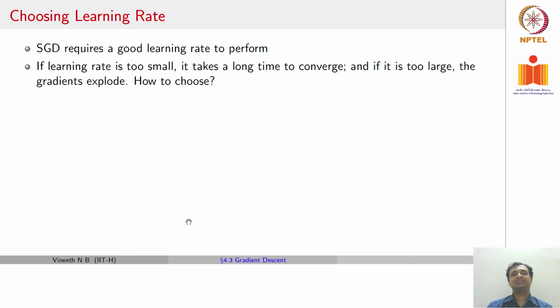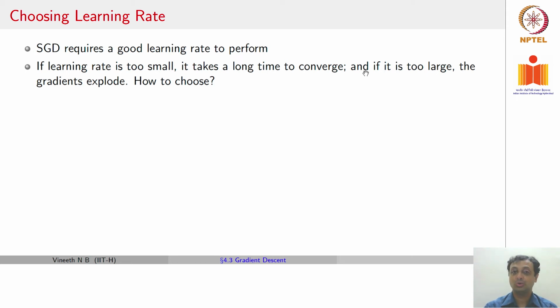How do you choose a learning rate? We said that momentum was one way to artificially inject a learning rate into the system, because if the momentum, the previous step, and the current gradient align, it's almost like you had a high learning rate in those directions. In general though, if the learning rate is too small, it can take a long time to converge.